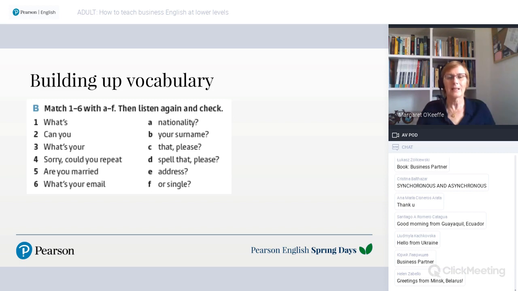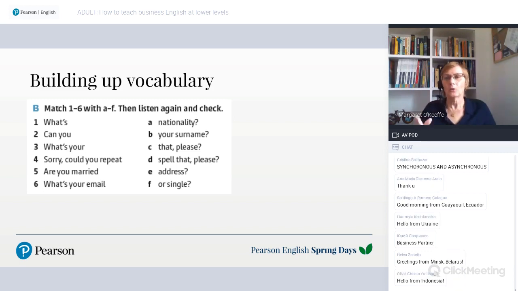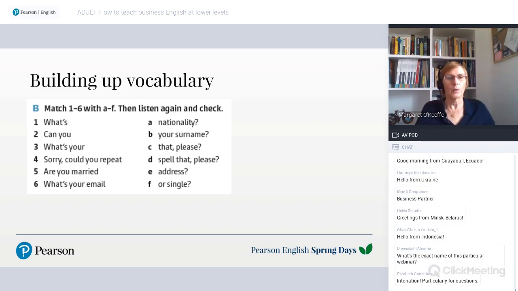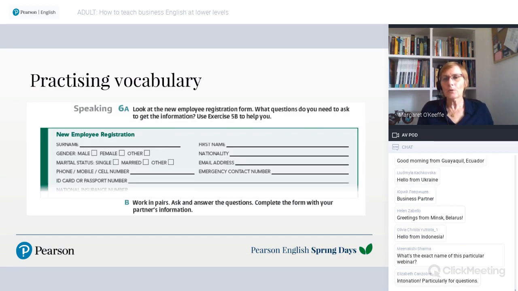It's good to practice word stress, and then the whole phrase as well. And I'll talk a little bit more about drilling in a while. So now students can go on to their own speaking task where they're filling in pairs, where they're filling in registration forms for each other.